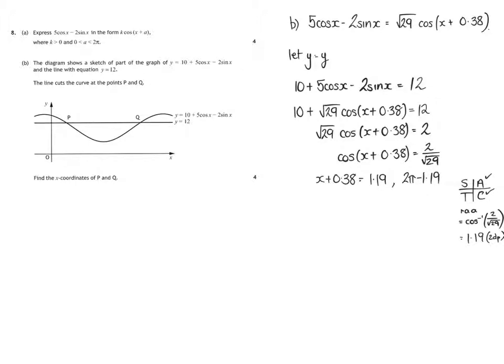So we have x plus 0.38 is equal to 1.19, and it's also equal to 5.09. So then x is equal to, so we're going to take 0.38 away from both of those. So we do 1.19 take away 0.38, which gives us 0.81. And we have 5.09 take away that 0.38, which gives us 4.71.